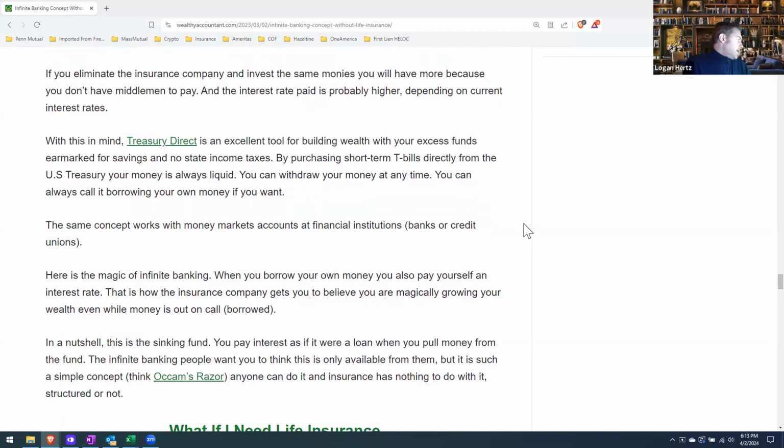Okay. The same concept works with money market accounts at financial institutions, banks, or credit unions. Wait a minute. I thought he said we didn't need a bank in his strategy. That's funny. Here we go again. It doesn't work the same because as soon as you withdraw money from a money market account, you're no longer earning interest on that money. Period. And if the bank is paying you 4%, you better believe the bank is making more.